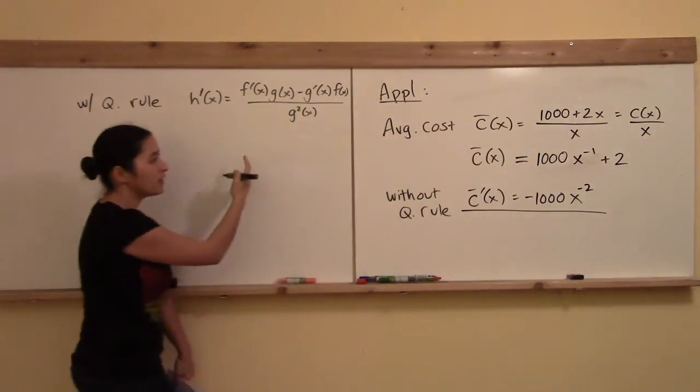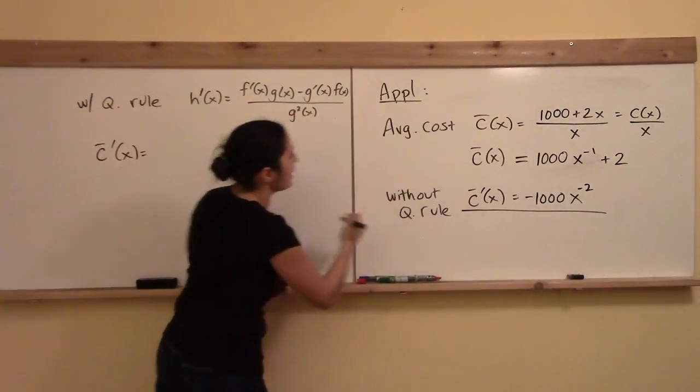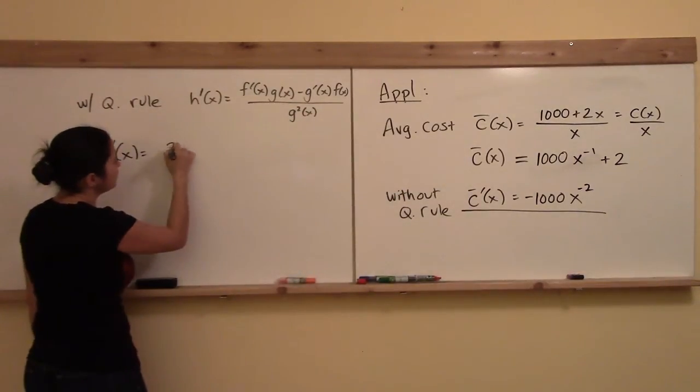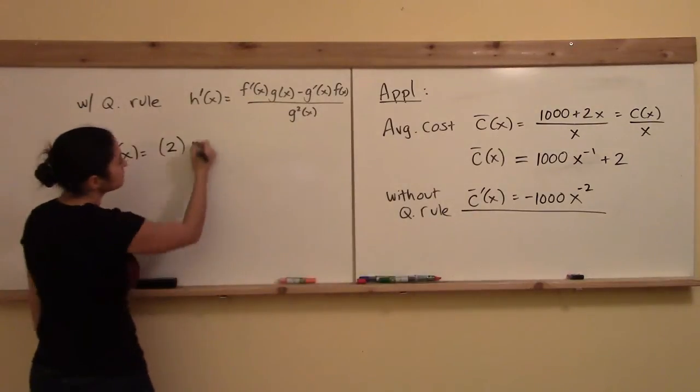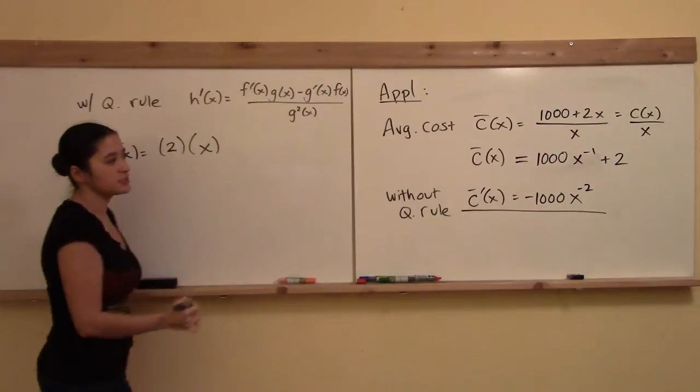It's going to be f prime. Okay, so the top is f. What's the derivative of the top? Just 2. The 1000 goes away to 0. The 2x turns into a 2. g is the bottom, and that's just x.